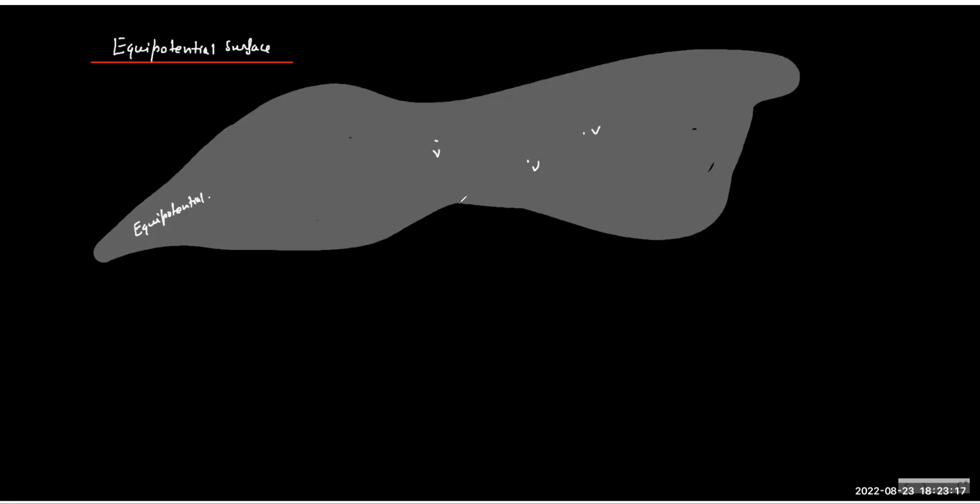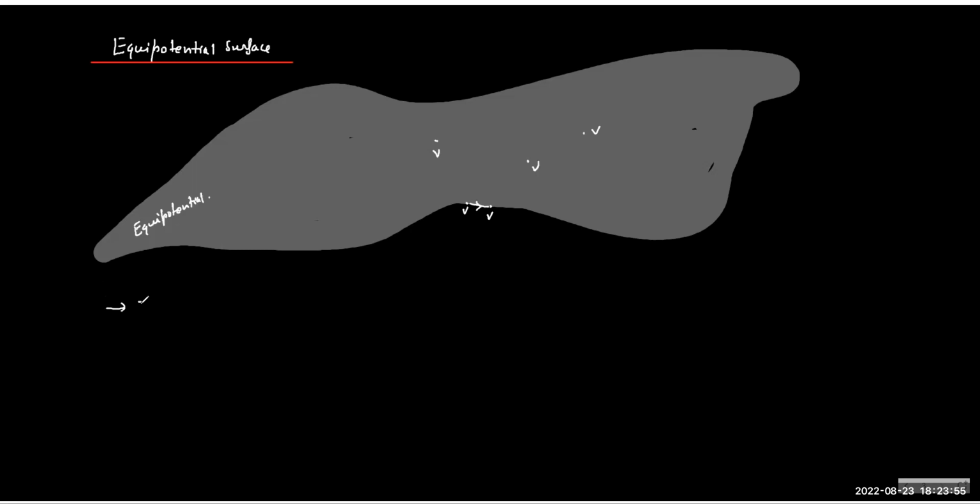So if you choose two points here and here, can we have a component of field in this direction? Is it possible to have a component like this? No, of course it's not possible, because both are at the same V and there is no gradient along this line. So we can say the field parallel to the surface will always be zero. So in case of an equipotential surface, the component of field parallel to the surface does not exist.